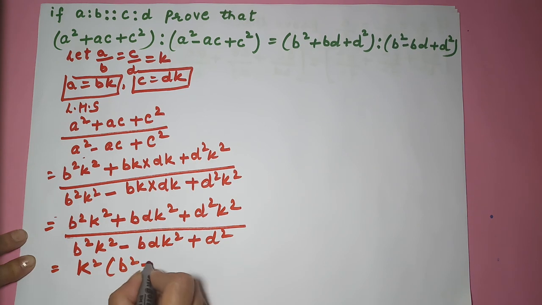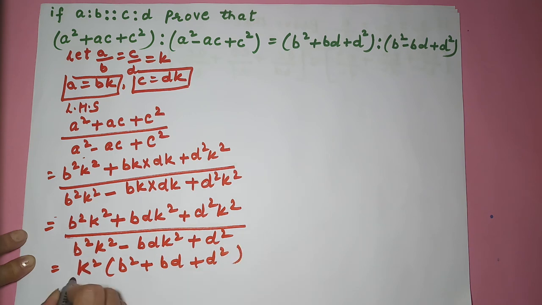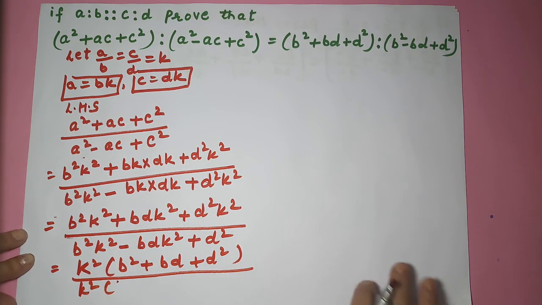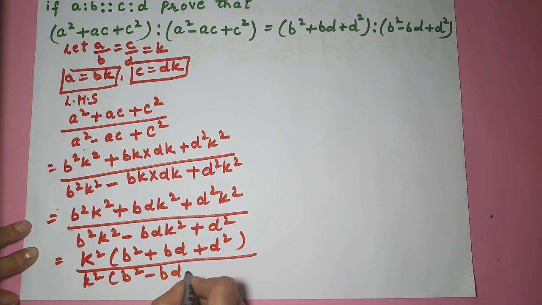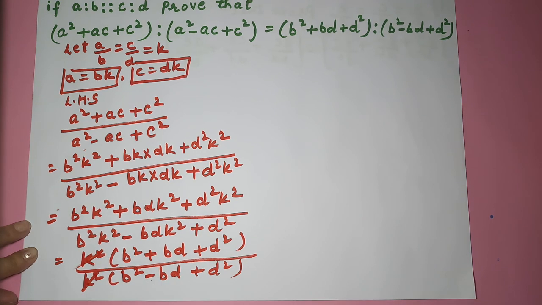I'll get b square plus bd plus d square. In the denominator, again if I take k square common, I'm going to get b square minus bd plus d square. So now here I can't cut this because this is plus, this is minus. All I can eliminate is k square. So I'm left with this only.